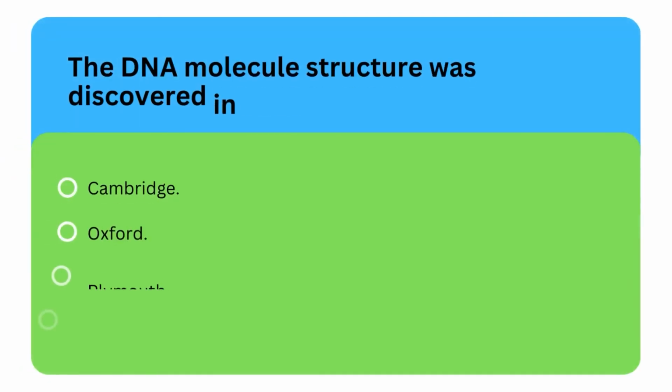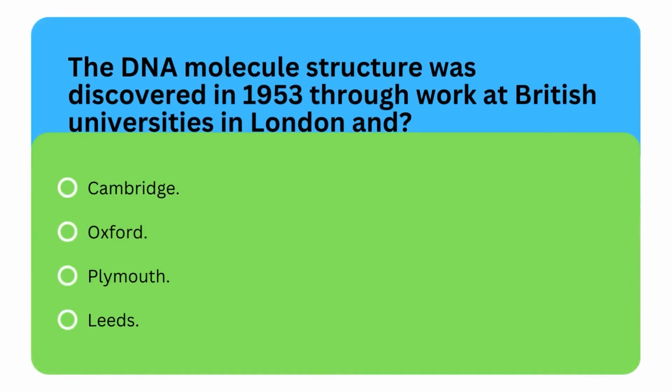Next question is the DNA molecule structure was discovered in 1953 through work at British universities in London and... Options are Cambridge, Oxford, Plymouth, or Leeds. So the correct option is first option, Cambridge University.